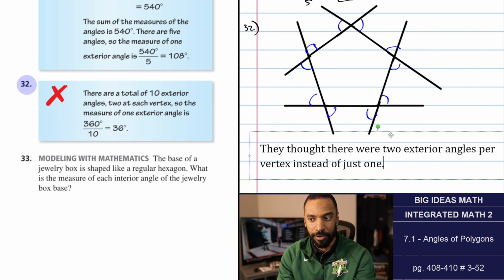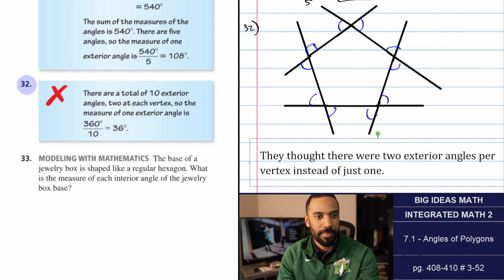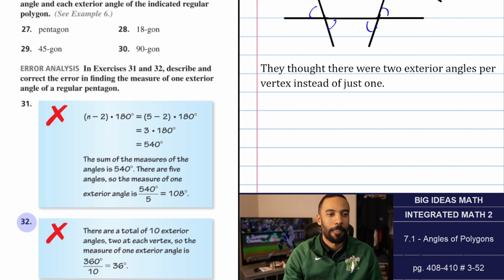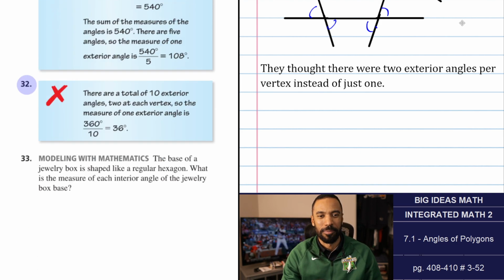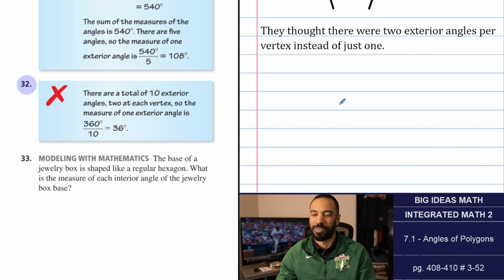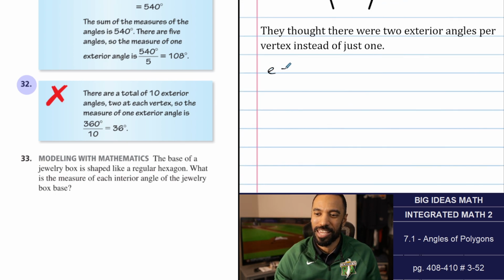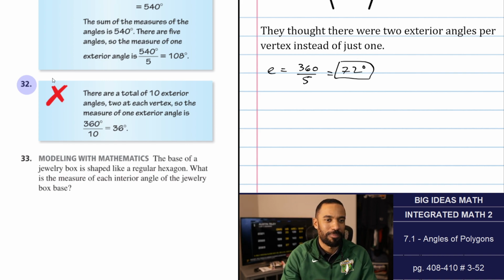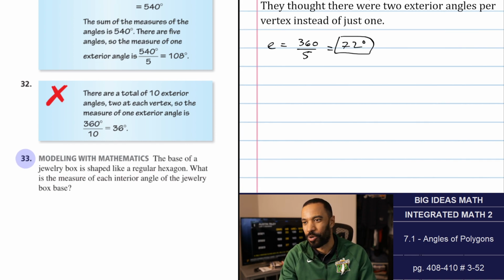Now they said correct the error. I would get the same answer again of 72 degrees. So I'll do it again. 360. This is the third time in 6 problems that I'm giving the same answer because they said correct it. So E is 360 divided by 5, which is 72 degrees. If you haven't found out an exterior angle measure of a regular pentagon is 72 degrees yet, then you just weren't watching.